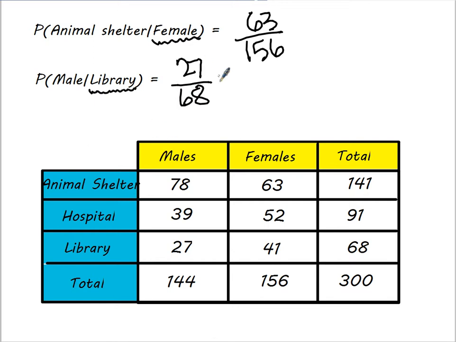The reason that conditional probability is so different is because when I turn these into percents and decimals, they're going to have a much different percent than if I put that over 300.